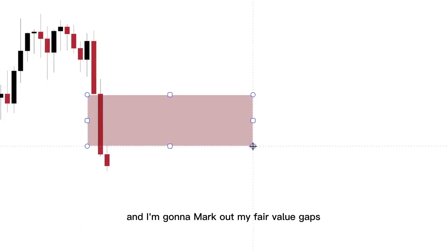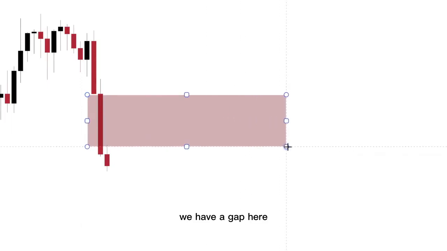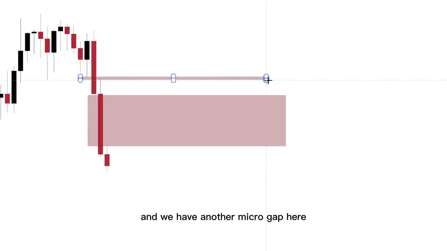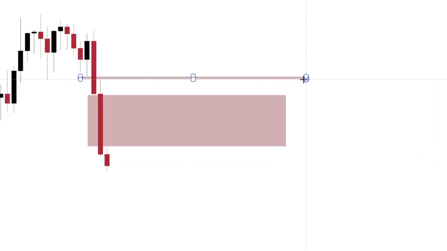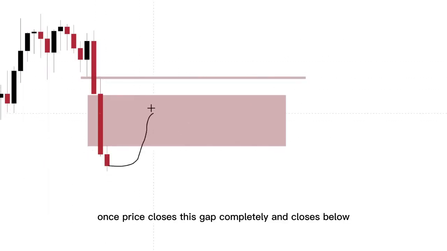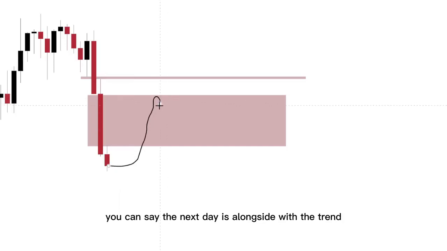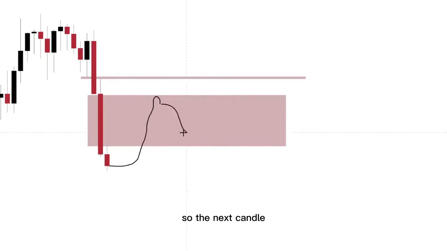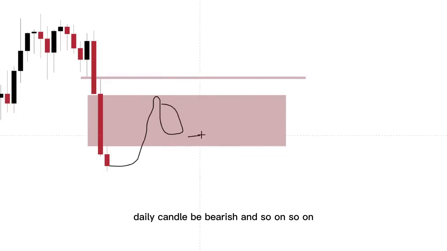Another way you could use fair value gaps is to predict the daily bias. So now we're in the daily time frame, and I'm going to mark out my fair value gaps. We have a gap here, and we have another micro gap here. And the way we can get our bias is once price closes this gap completely and closes below, you can say the next day is alongside with the trend. So in this case, it would be bearish.